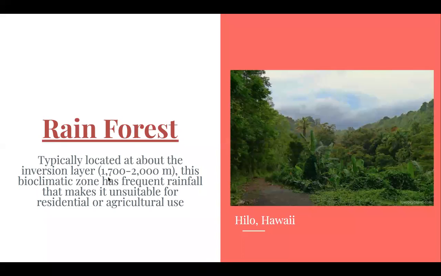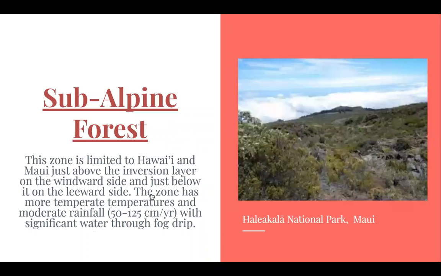For the rainforests, they're typically located at about the inversion layer, and this biogeoclimatic zone has frequent rainfall that makes it unsuitable for residential or agricultural use. For the subalpine zone, this is just above the inversion layer on the windward side and just below it on the leeward side. The zone has more temperate temperatures and moderate rainfall.